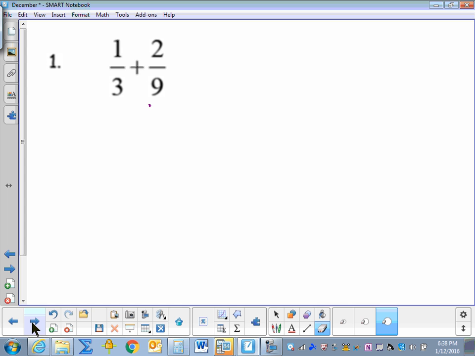Number 1, 1/3 plus 2/9. When we add fractions, we need to have a common denominator. So 3 and 9, the common denominator is 9. So we need to change 1/3 to something over 9. So 3/9 plus 2/9 equals 5/9.